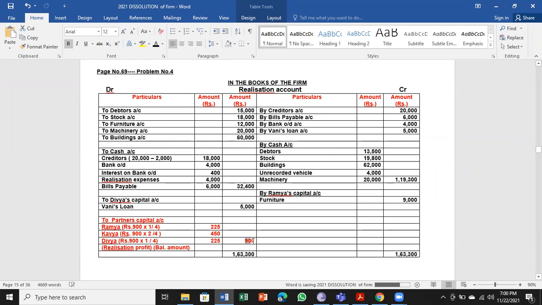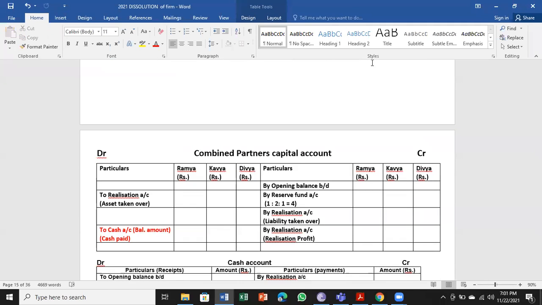So we have got a balance of rupees 900. So between debit and credit, the difference is 900. The meaning of that is realization profit that has been divided among the partners in the ratio 1:2:1. Have a look at this. This is the realization account part of it.